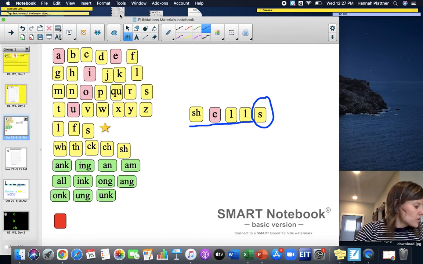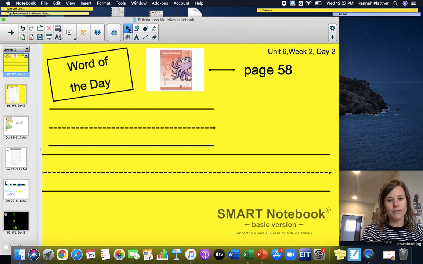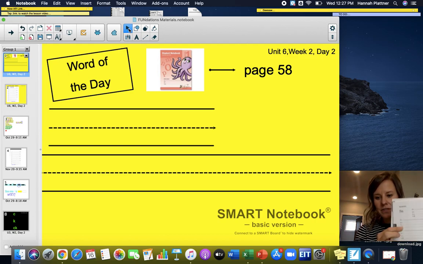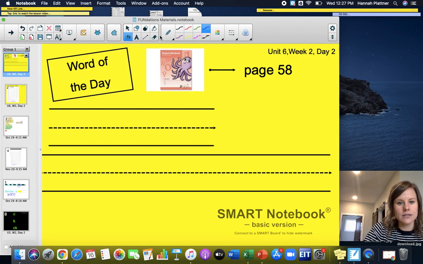All right. We are going to go ahead and add the word shells into our student notebook, our octopus book. Go ahead and find page 58 in your octopus book. When you find page 58, you'll see S here. We're going to find the next available set of handwriting lines and write the word shells on the very first short line.